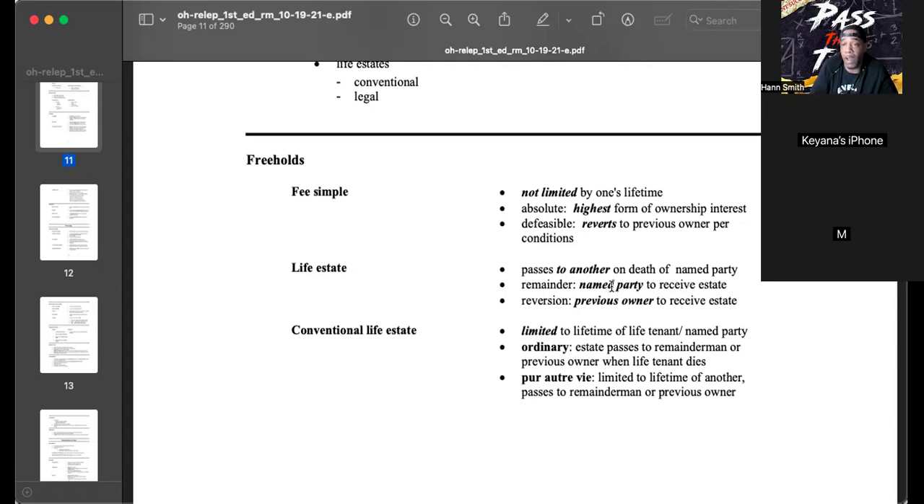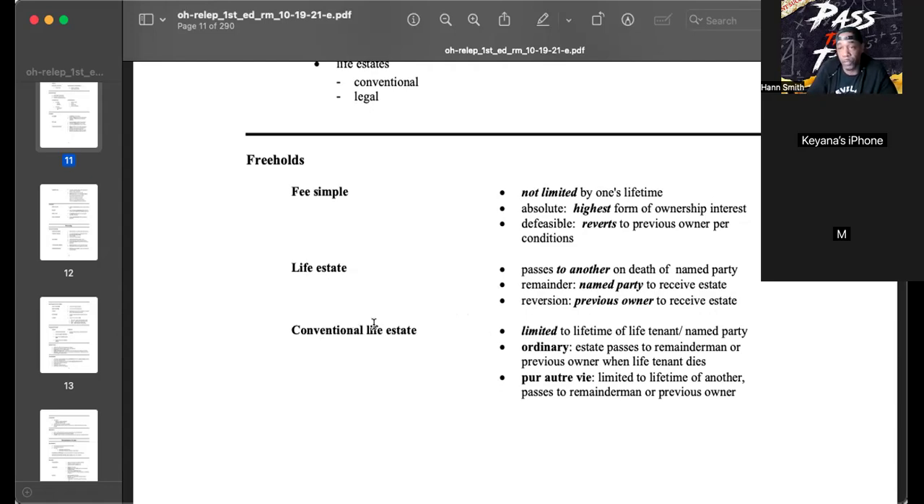So you might say, okay, my mom passed away, my father is going to be the remainder man, or my mom is going to be the remainder man if dad moved on first. So what it pretty much is, it's a person that's in succession to receive the property if they're named as a life estate recipient. If there is no remainder man, it's going to just revert back to the owner, the previous owner, reversion to the previous owner to receive the estate back to that person. Then you've got a conventional life estate.